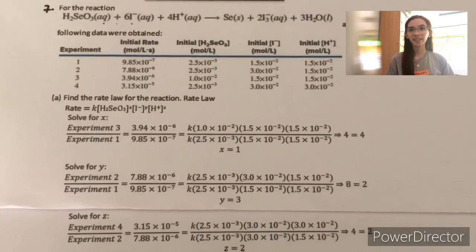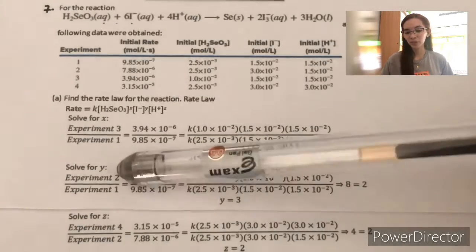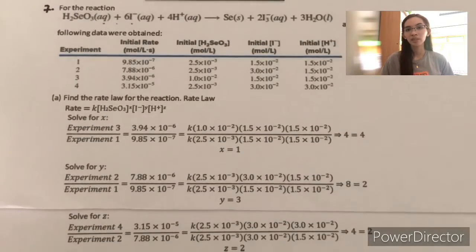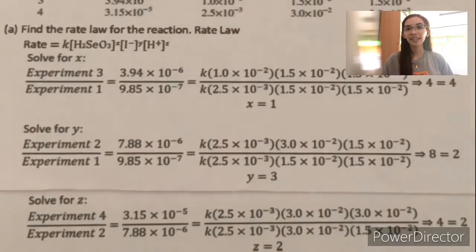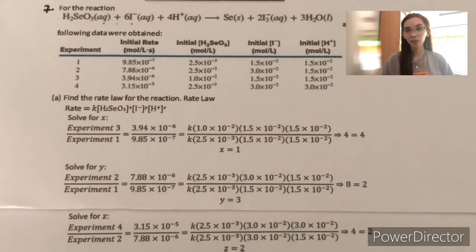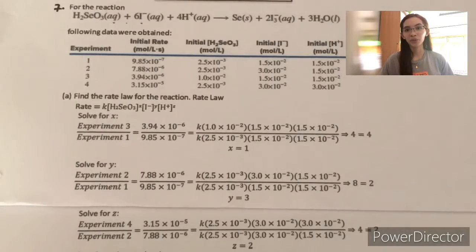To solve for y and z, the process will be the same as what we did in solving x. So for y, we used experiments 2 and 1 and substituted its values. By calculating it, we get 8 equals 2, in which 2 raised to the power of 3 is 8. Therefore, y is equal to 3.